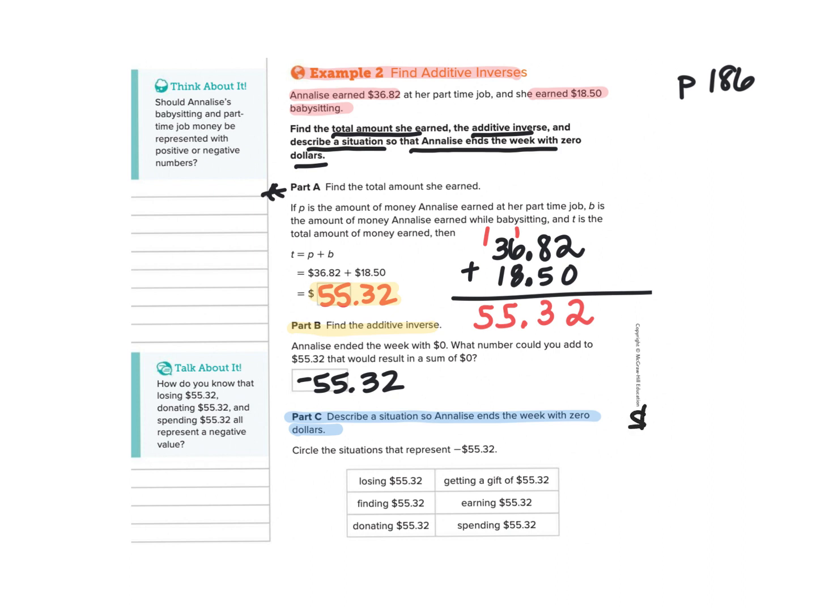Well, if she made $55.32 this week, how could she end up with $0? Well, there's a lot of things she could do. She could lose it, because that would be negative $55.32. She could spend $55.32. Now, look at the last ones. There's one more choice that would be correct. So I'll give you a second to read through it.